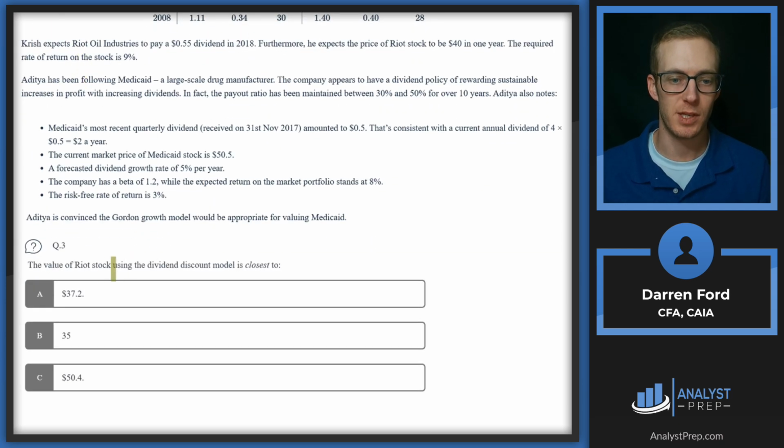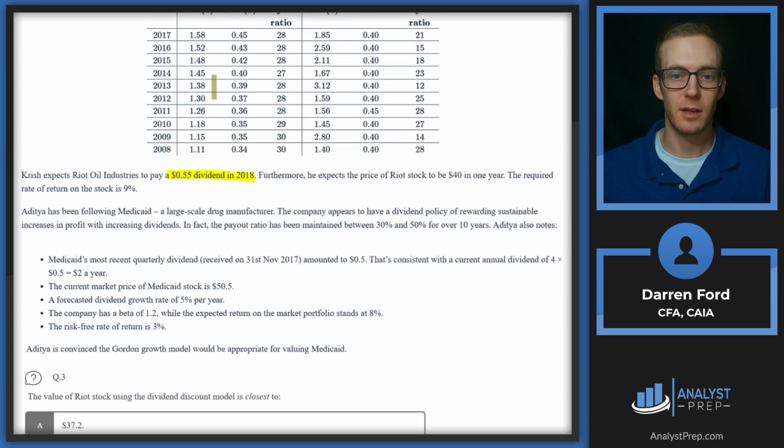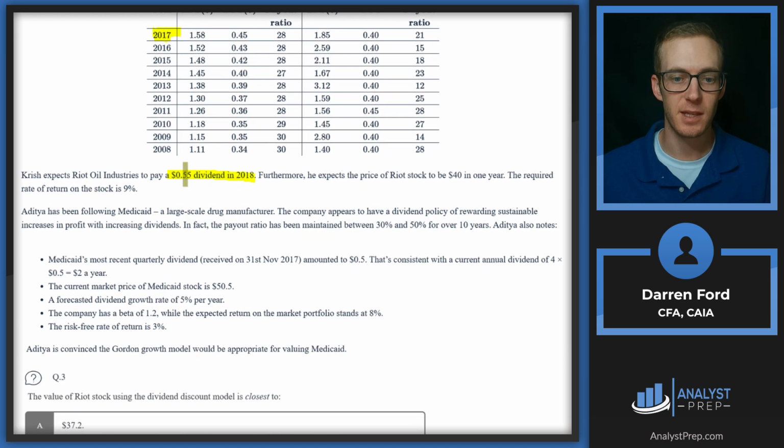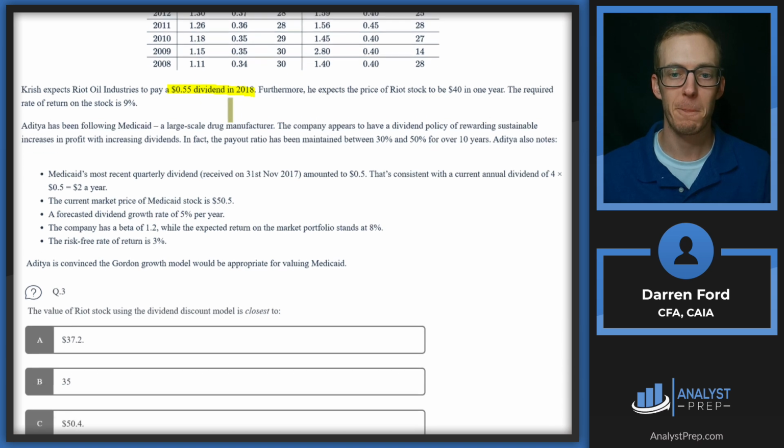And it looks like we just need the information on Riot stock in order to do the dividend discount model. So Krish expects Riot Industries to pay a 55-cent dividend in 2018. So that's likely going to be something we need. Note that we're at 2017 right now, so we're expecting the dividend. So this is going to be our D1 in the formula. We won't need to grow it by some amount.